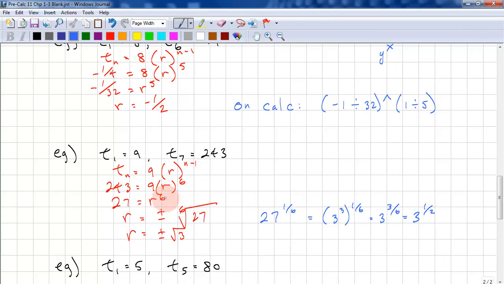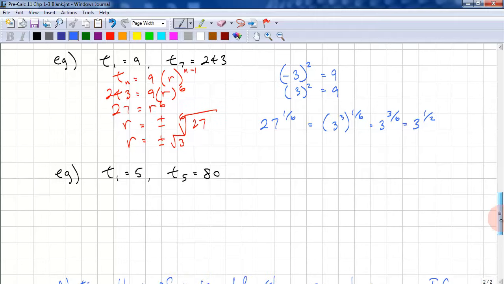Now, because we have an even power here, we have to do plus or minus. With an odd power here, we don't have to do plus or minus. If it's negative, your answer is negative. If it's positive, your answer is positive. Recall that if we have -3 squared, we get 9, and 3 squared also equals 9. That's why we need the plus or minus when the power is even.